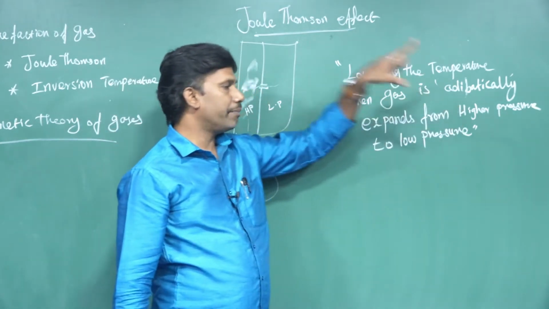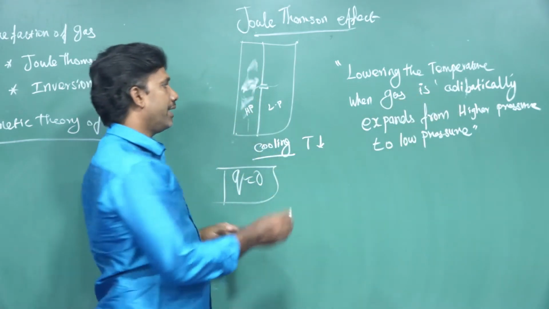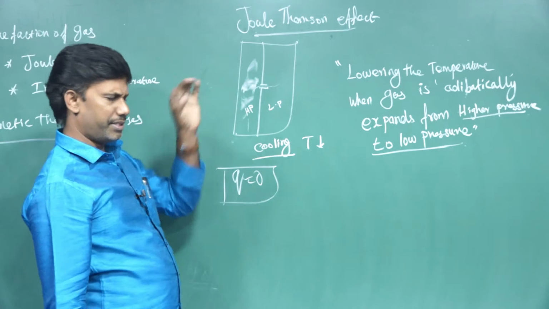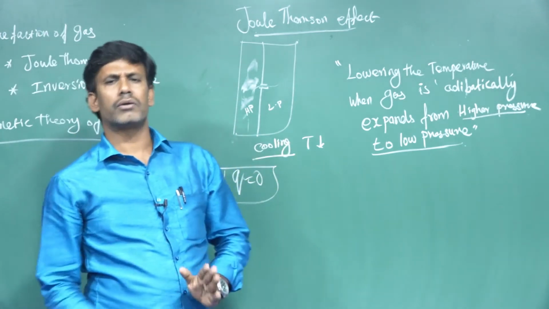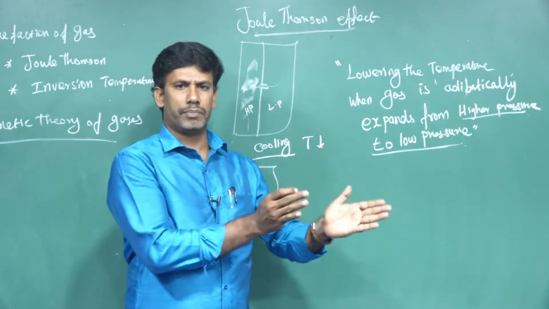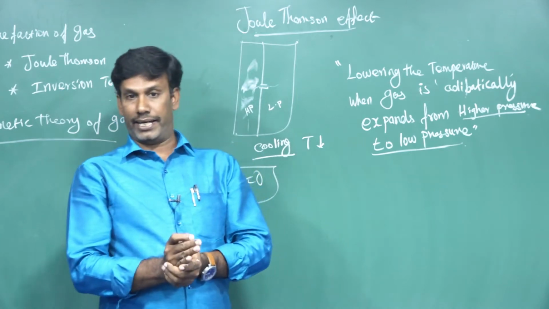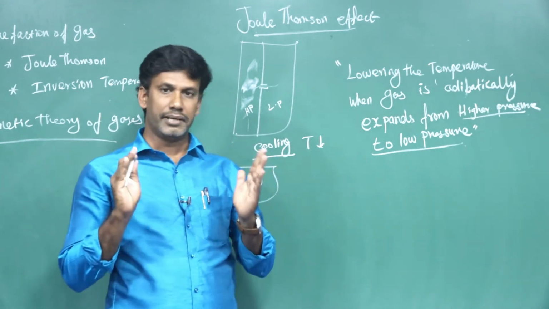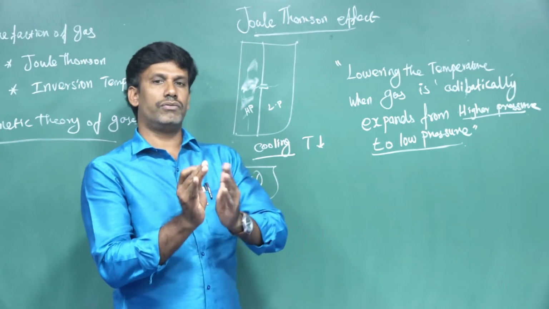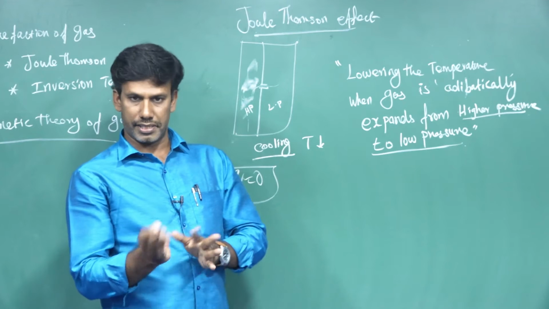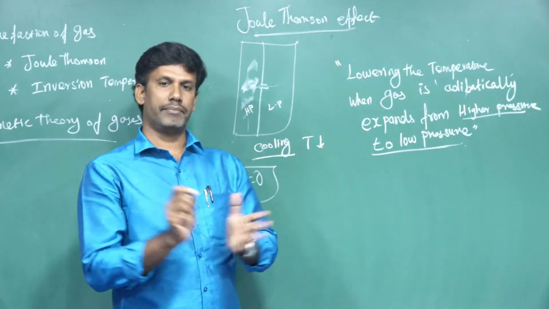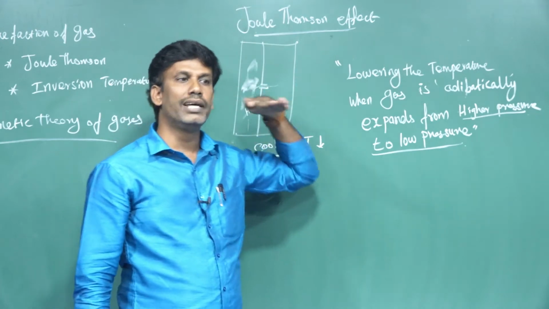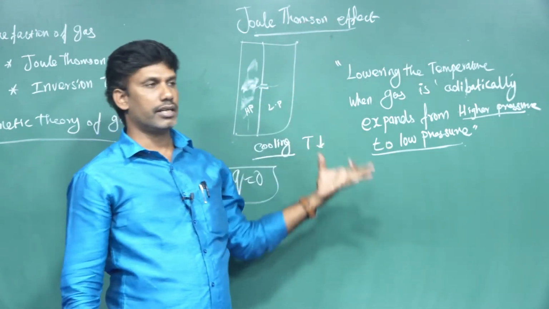So when the gas expands adiabatically from a higher pressure region to a lower pressure, this is called the Joule-Thomson effect. Simply the statement we can give: temperature will be lower, or cooling occurs, when a gas flows from the higher pressure region to the lower pressure region while adiabatically expanding. What is adiabatic condition? There is no flow of heat from system to surrounding; nothing is given out or taken in. That is called adiabatic expansion. At that time the temperature will be lower, that means cooling occurs. This is given by Joule-Thomson, so it is called the Joule-Thomson effect.